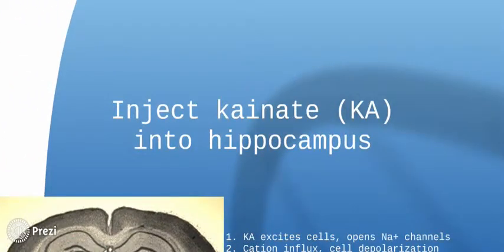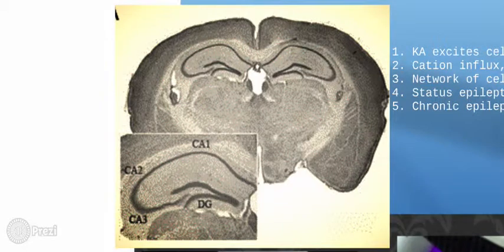We perform surgery on mice to inject kainate into their hippocampus. Here is a coronal section of a mouse brain. The inset is the mouse's hippocampus.